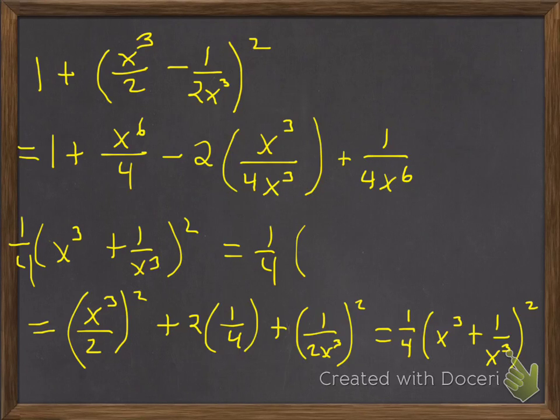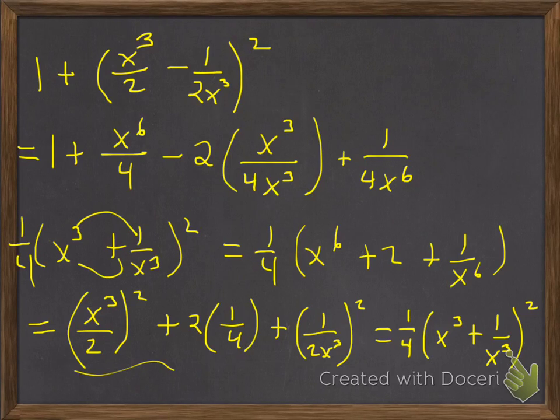So you got 1/4, and then it's going to be x to the 6th. And then when we multiply this and this, the x cubes are going to absorb, so we're left with 2, and then plus 1 over x to the 6th, which is exactly what we got right there. So this is valid. Okay, so we're going to go ahead and apply this in an arc length problem here.